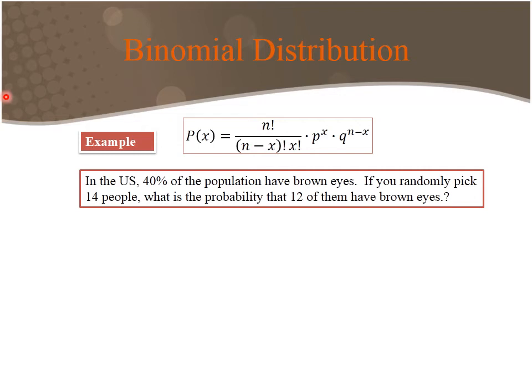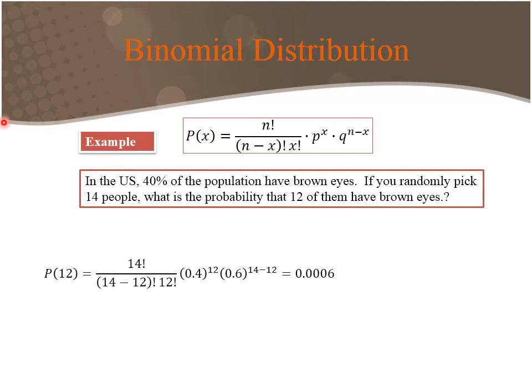So the fourth consideration is: is the probability of a success the same on each trial? Well, we're going to consider the probability of a success, or the probability of randomly picking someone with brown eyes, to be 0.4, because we're saying 40% of the population has brown eyes. So that probability will remain the same.